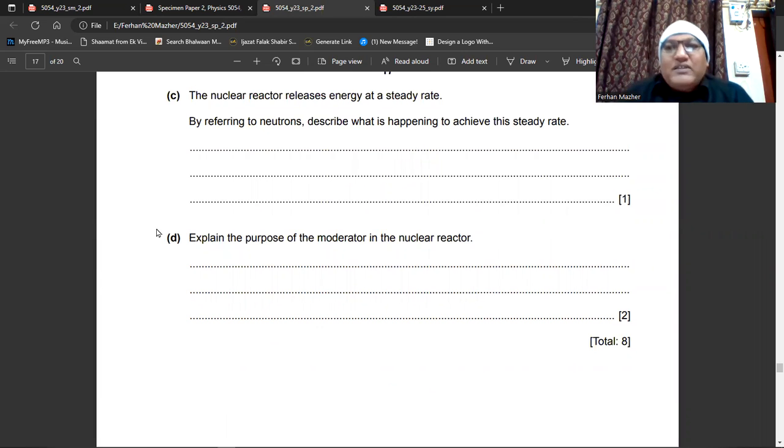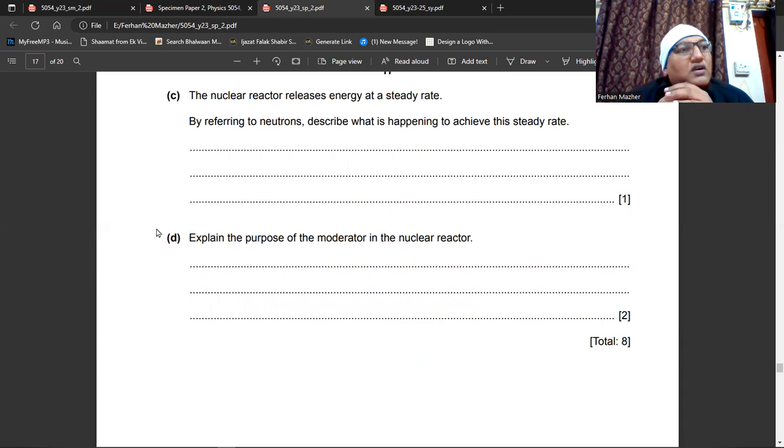Okay, C part, question number 9, C part. The nuclear reactor releases energy at a steady rate. By referring to the neutron, describe what is happening to achieve this steady rate. Because we do not study atomic physics, we are very naive in this physics.